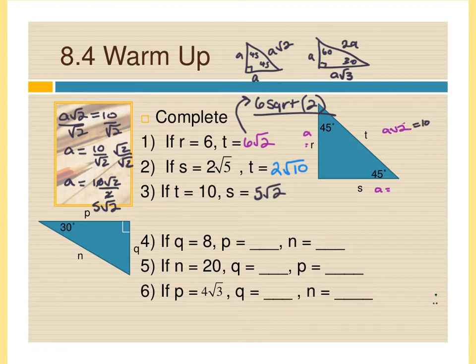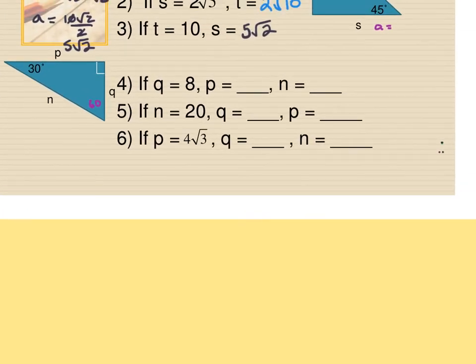Questions on any of those? So your 45-45-90. Okay, then 30-60-90 is the next chunk. So opposite the 30 is your a, opposite the 60 is your a root 3, and opposite the 90 is your 2a. For number 4, they give me Q is 8. That's my opposite 30 side. So then P is 8 root 3, and N is 2 times 8, or 16.